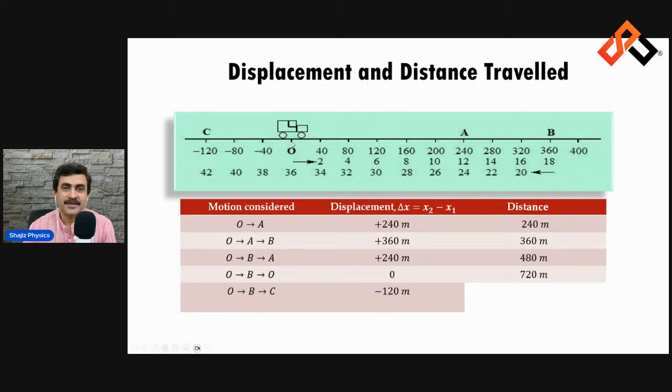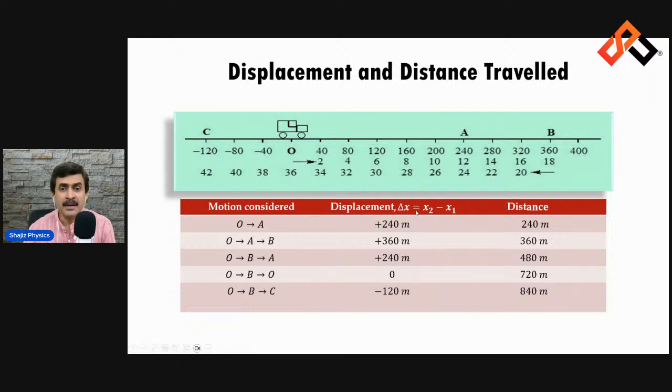That means from O to B, 360 meter. From B to O, again 360 meter. From O to C, again 120 meter. So 360 plus 360, that means 720, plus 120, that will be 840 meter. So this will be the distance traveled.